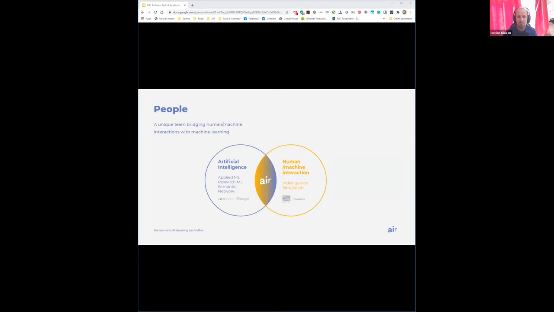What makes us really unique is we have a lot of people who are at the intersection of AI on one hand, and I'm taking AI as the more general definition. I'm not only limited to machine learning. We have obviously a lot of people doing machine learning, but I'm including things also like semantic networks in this, and more symbolic AI in general. And the second one is what we call the field of human-machine interaction, which you find mostly in two domains, which are video games and simulation.